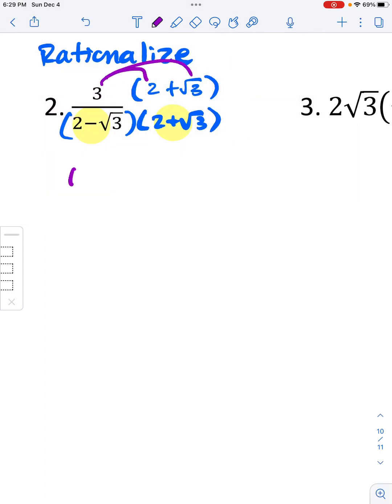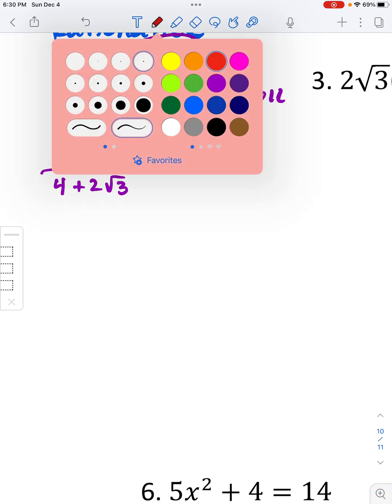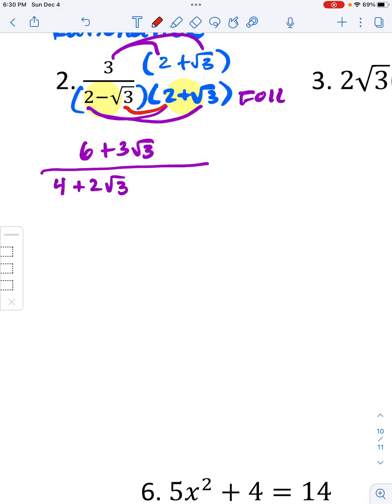So 3 times 2 is 6. 3 times root 3 is 3 root 3 because they don't actually intermingle. One's outside the root and one's inside. Now the bottom I'm going to FOIL, but when you do this, every time the radicals should go away. That's the idea of picking the conjugate. So 2 times 2 is 4. 2 times root 3 is a positive 2 times root 3. I'm expecting a negative 2 root 3 next. And that's what happens when I go to do the insides.